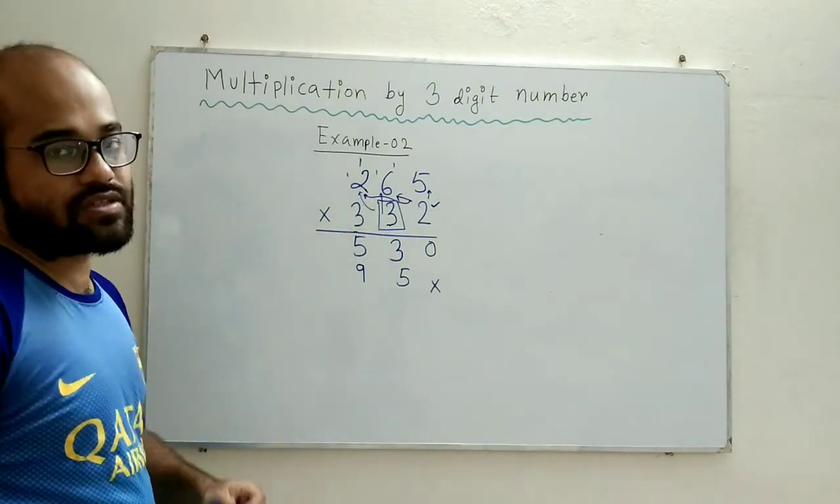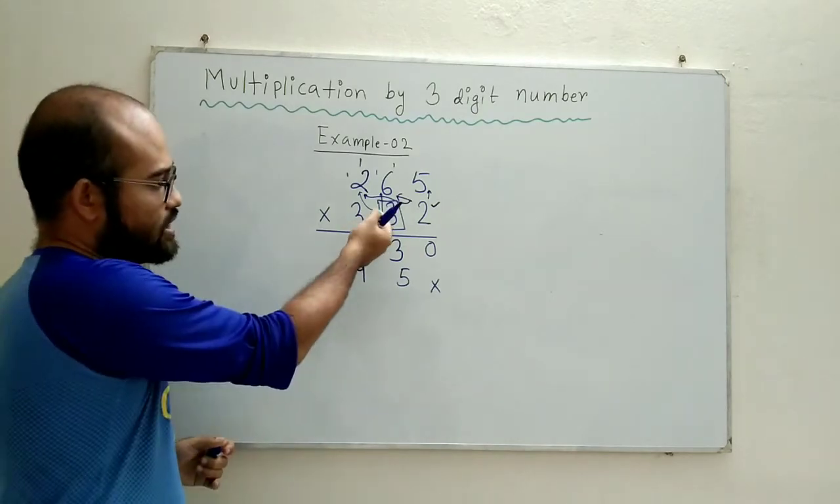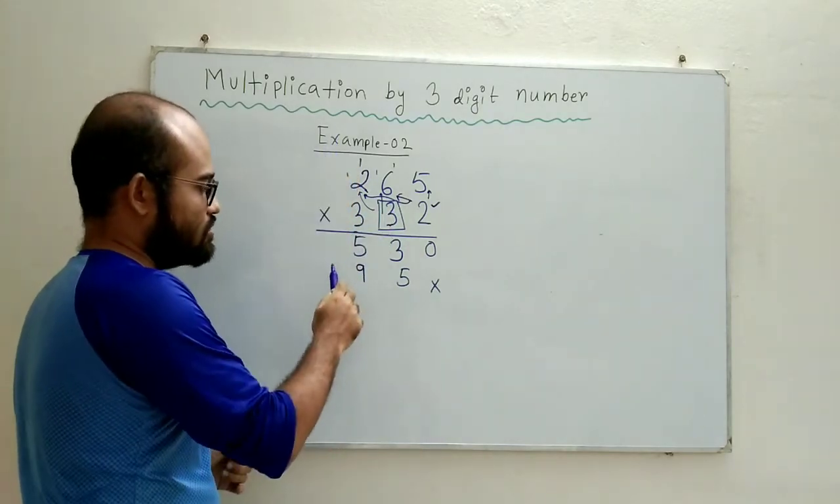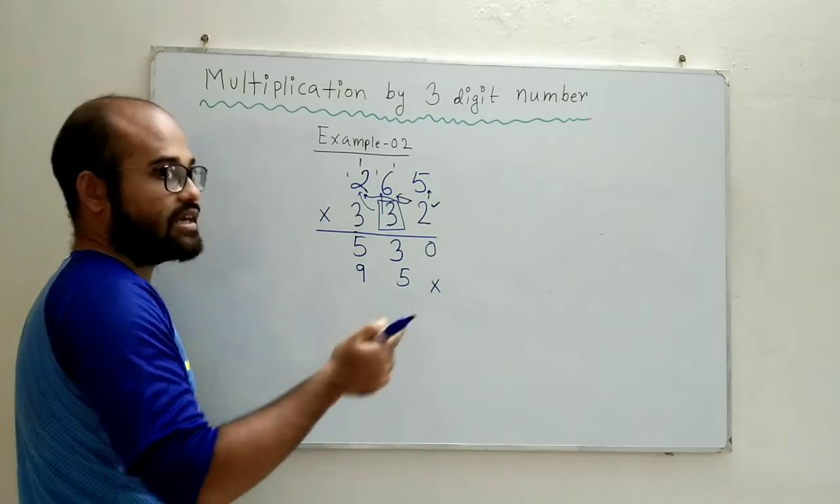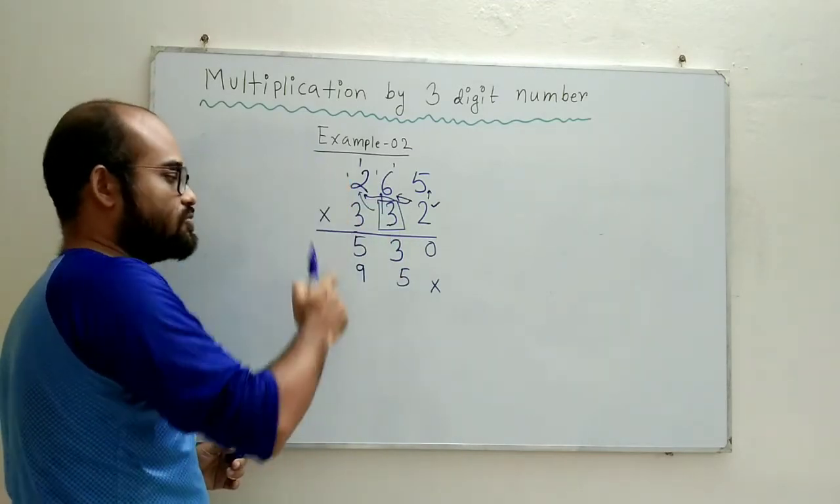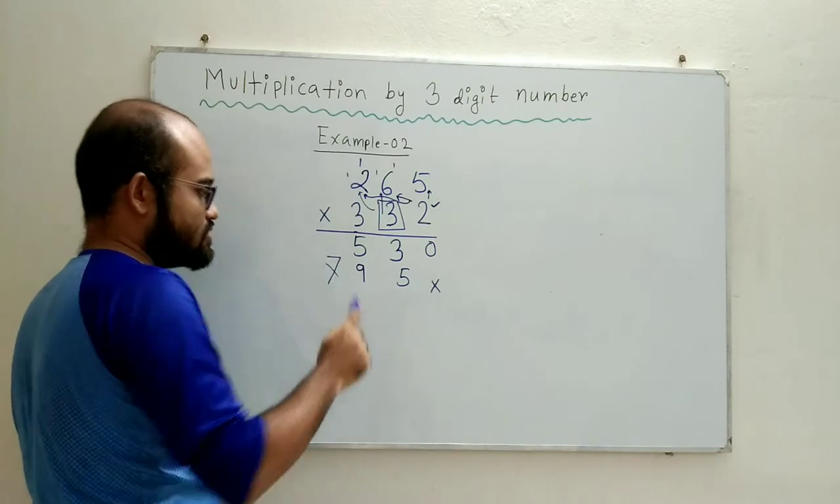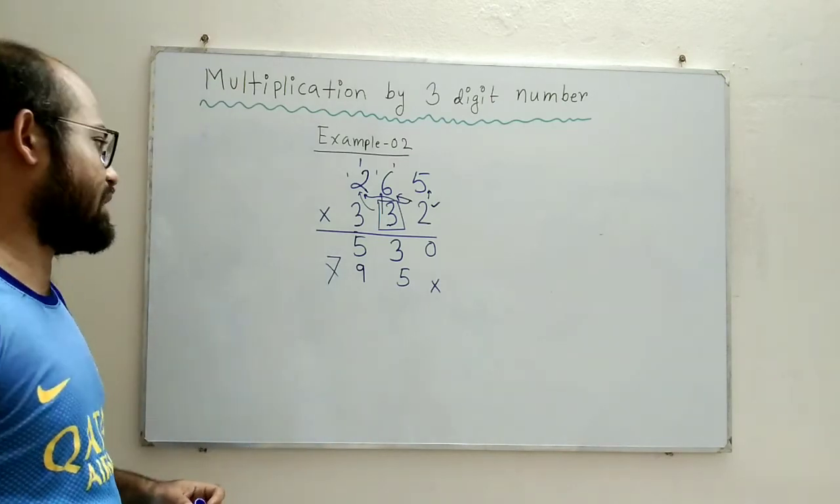So 3 times 2 gives us how much? 6. But we had carried over 1. So 3 times 2 gives us 6, and added to the 1 being carried over, it gives us 7. So I will put that 7 over.